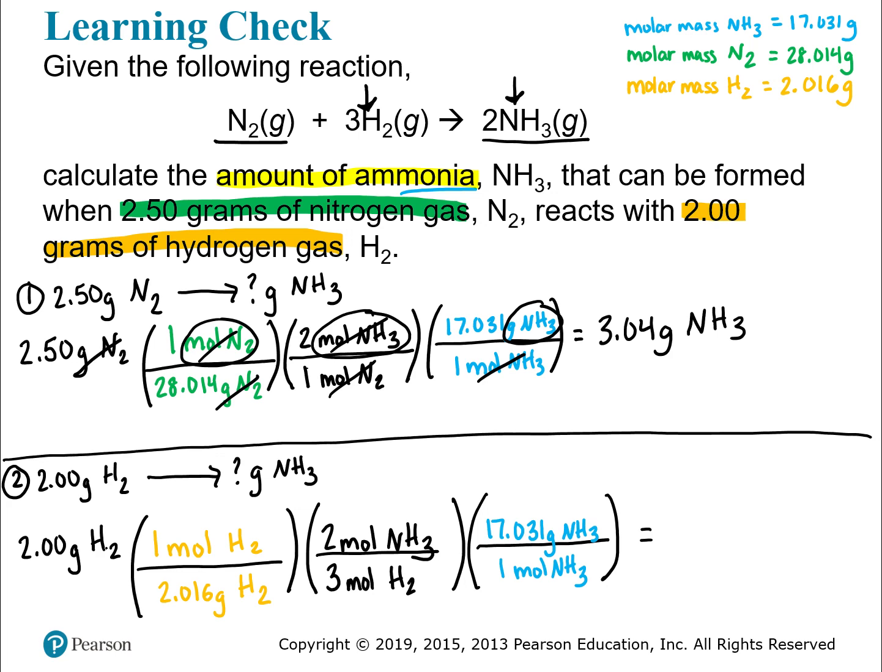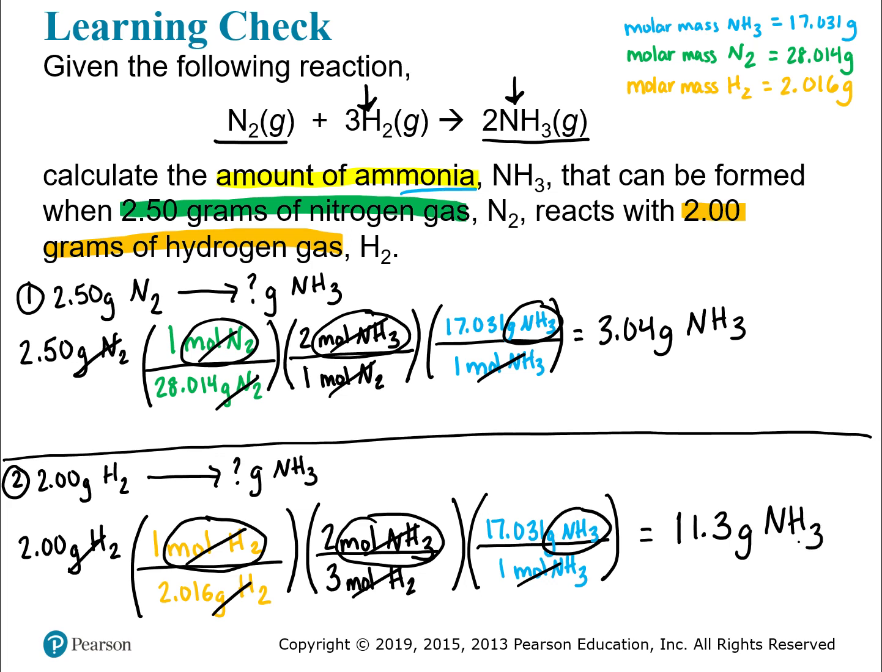With the hydrogen, we cancel out the grams of hydrogen and we end up with moles. Cancel the moles of hydrogen, end up with moles of ammonia. And finally convert moles of ammonia to grams of ammonia. When you put all that into your calculator, you get 11.3 grams of ammonia. We're trying to figure out how much ammonia will actually be made, and that's 3.04 grams, which means that the nitrogen is limiting.